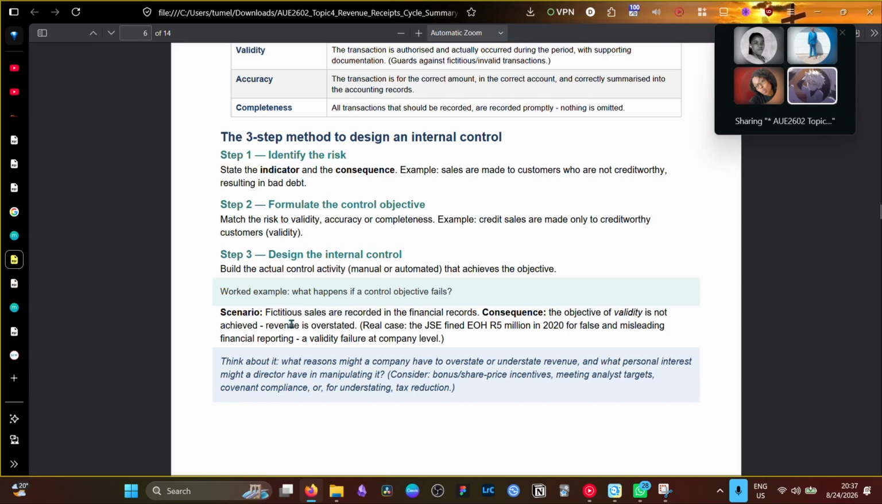All right. Fictitious sales are recorded in the financial records. Consequence: the objective of validity is not achieved. Revenue is overstated. Real case: the JSE fined EOH 5 million in 2020 for false and misleading financial reporting. Validity failure at company level.